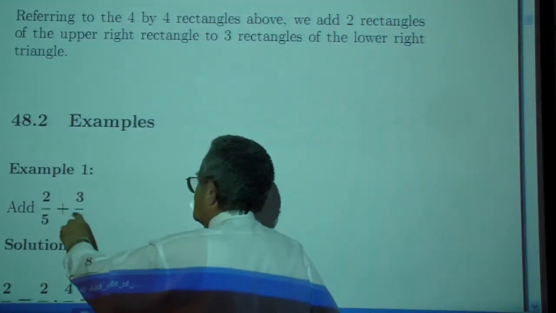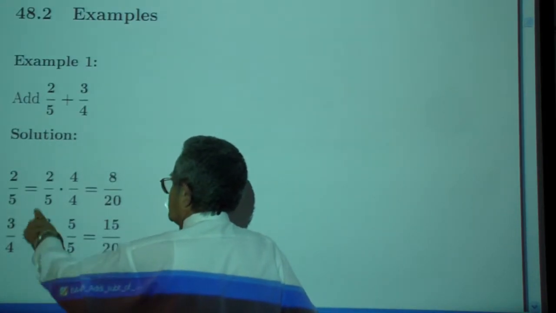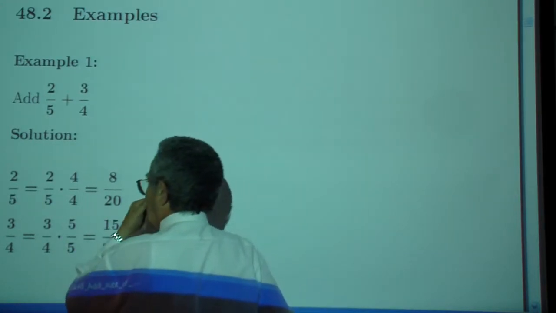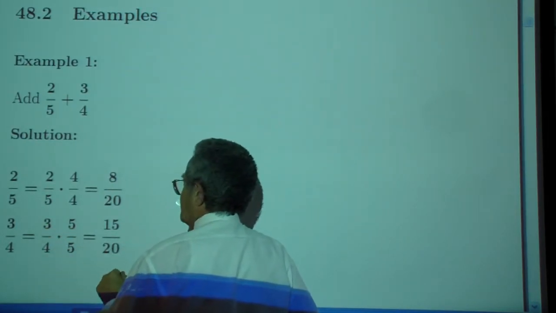We want to add 2/5 to 3/4. Least common denominator: 5 times 4 is 20. In this case, it's 20. Multiply by 1 in the form of 4/4, and multiply by 1 in the form of 5/5.